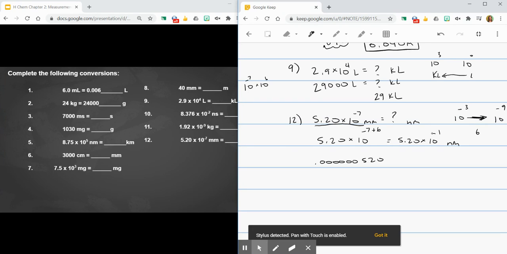Okay, then I said we're moving to the right 6 places. So I'm going to take this decimal and move it 1, 2, 3, 4, 5, 6 places to the right. And I get 0.520 nanometers. And then if I change it back to scientific notation, I need to move the decimal 1 place over to get 5.2, and I moved it 1 place. And it's a small number, so it's going to be a negative 1 exponent. Okay, so that's kind of tying it all together to do a conversion with our scientific notation.